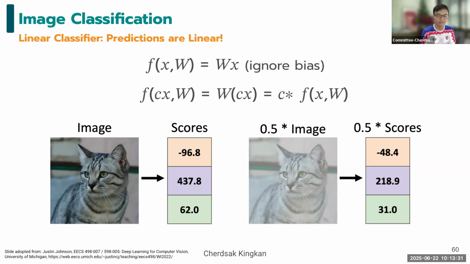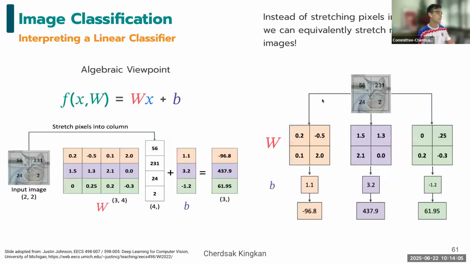Which means that the predictions of the classifier are also linear. If you have a linear model, the predictions of that model will also be linear. Whatever you do to the input will affect the output as well. Whatever scale you apply to the input, that scale will also be applied to the prediction. All right, so that's what it is.